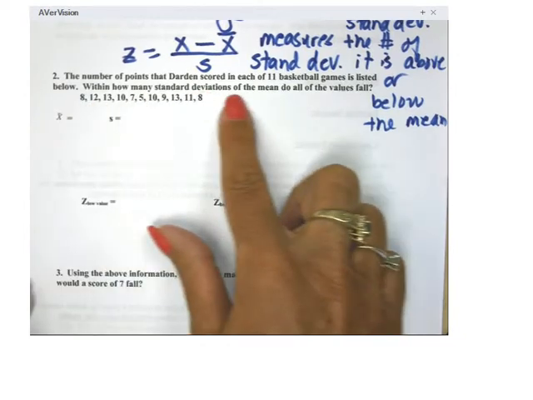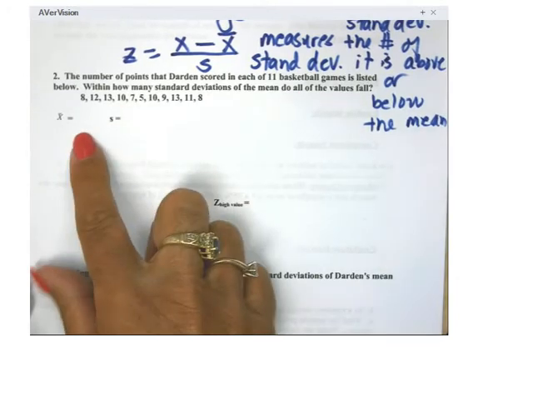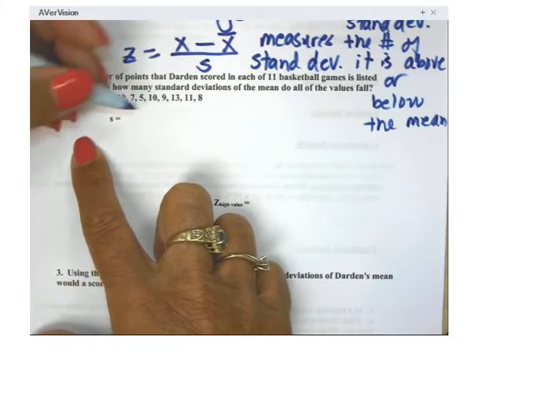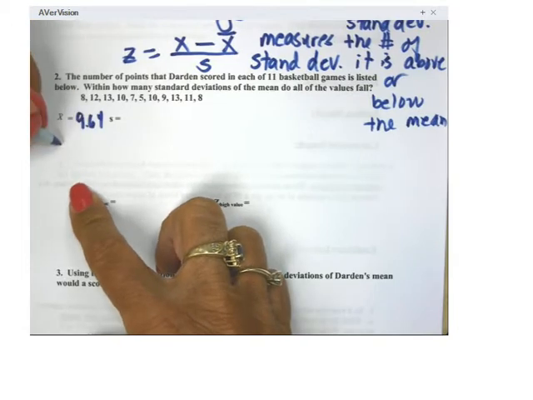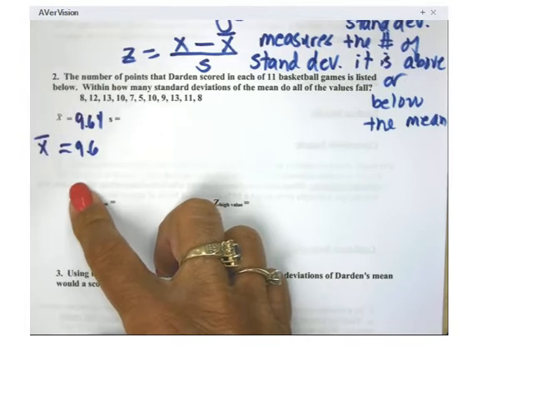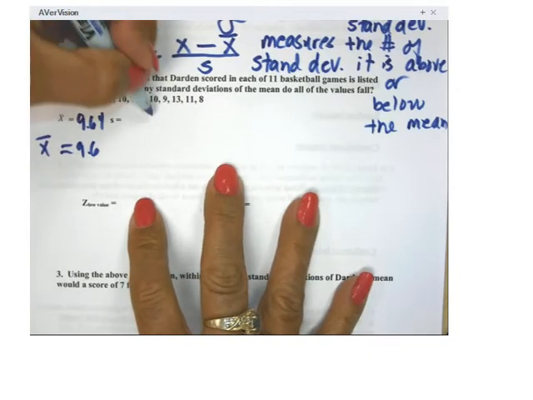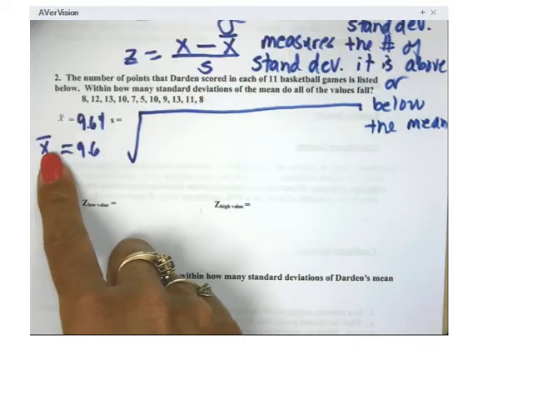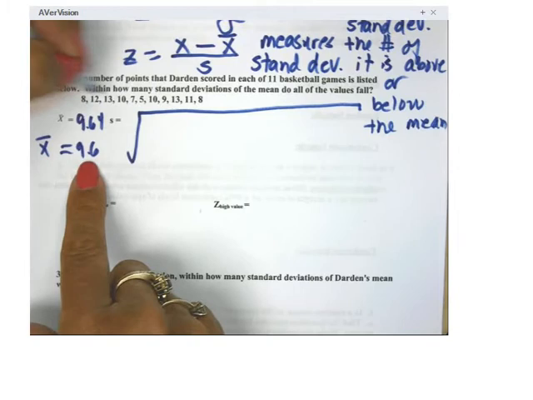Now, the number of points that Darden scored in each of 11 basketball games is listed below. So his lowest points was 5, highest was 13, and it says, within how many standard deviations of the mean do all the values fall? All right, well, first of all, I need to find what the mean is. And so I added all these numbers up and divided by how many there were, and I got 9.64, or approximately 9.6 points. Now I need to find the standard deviation.